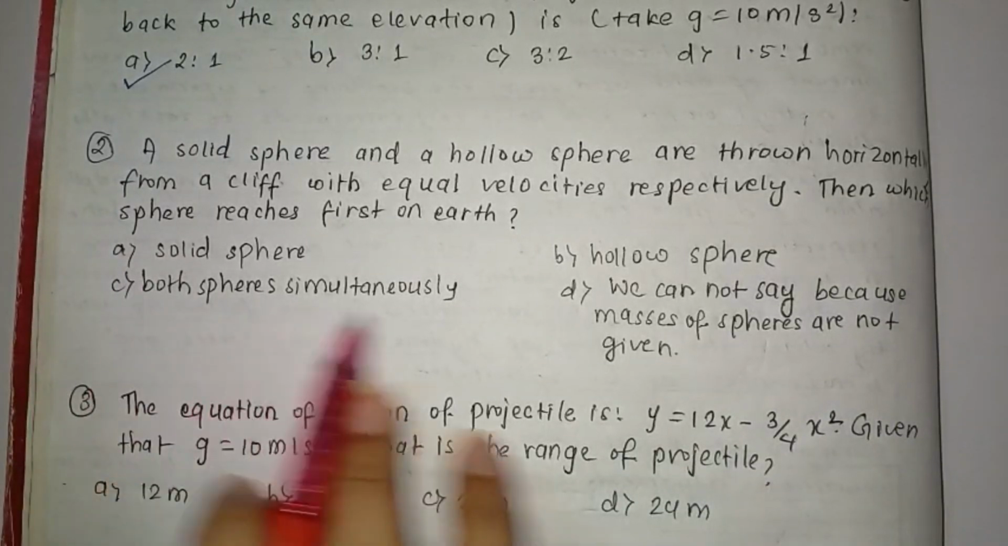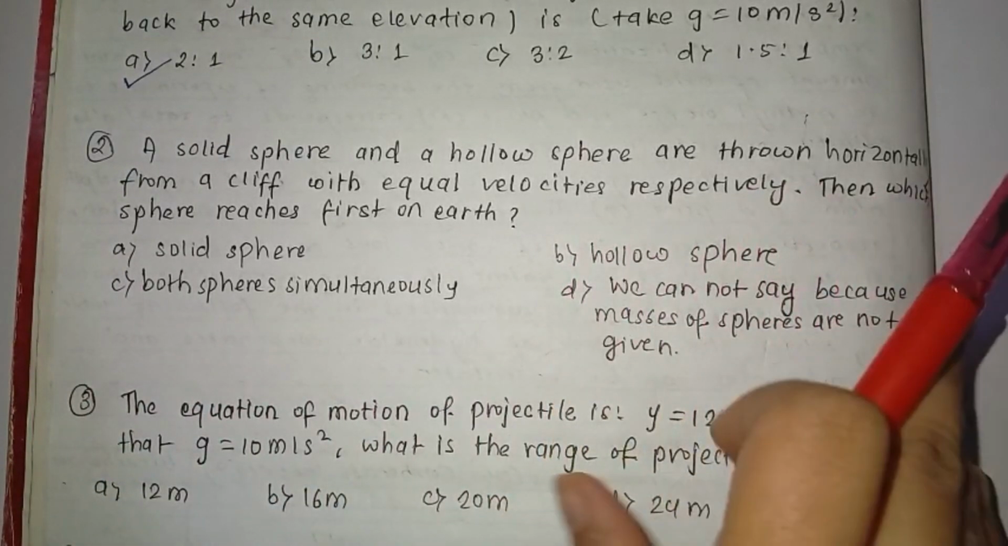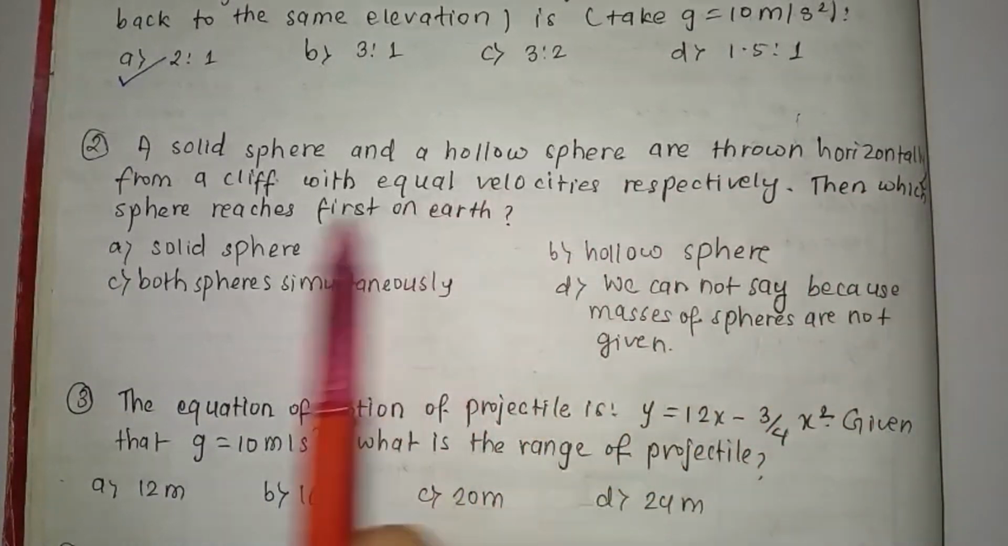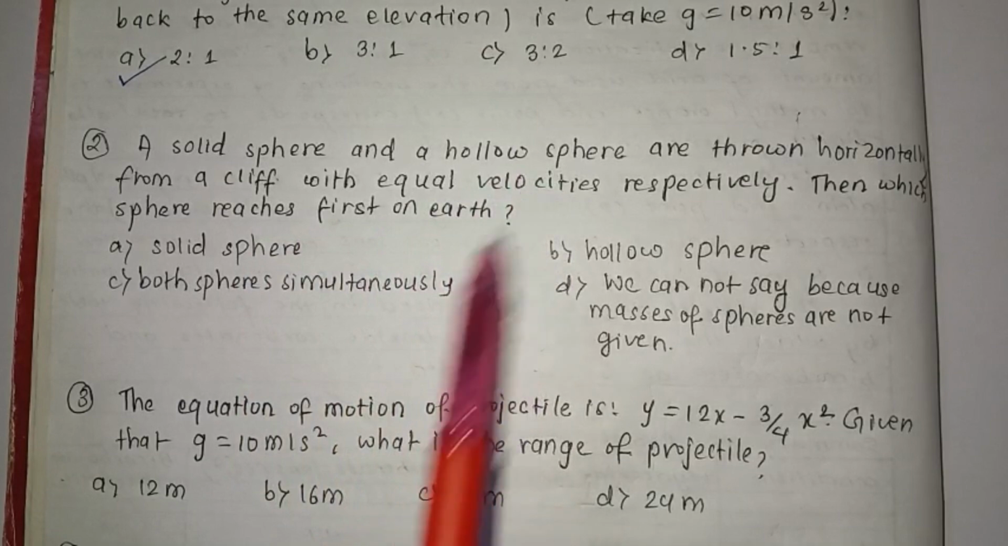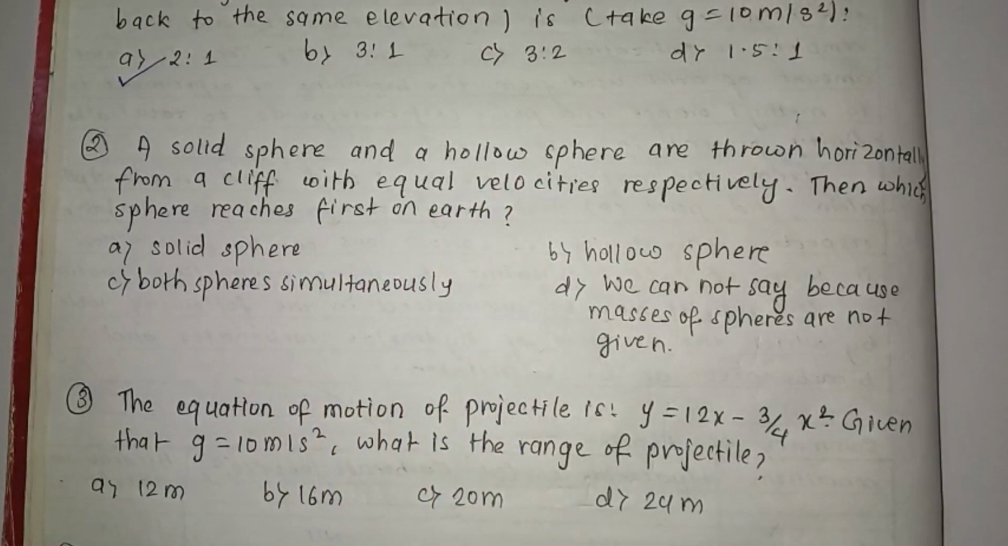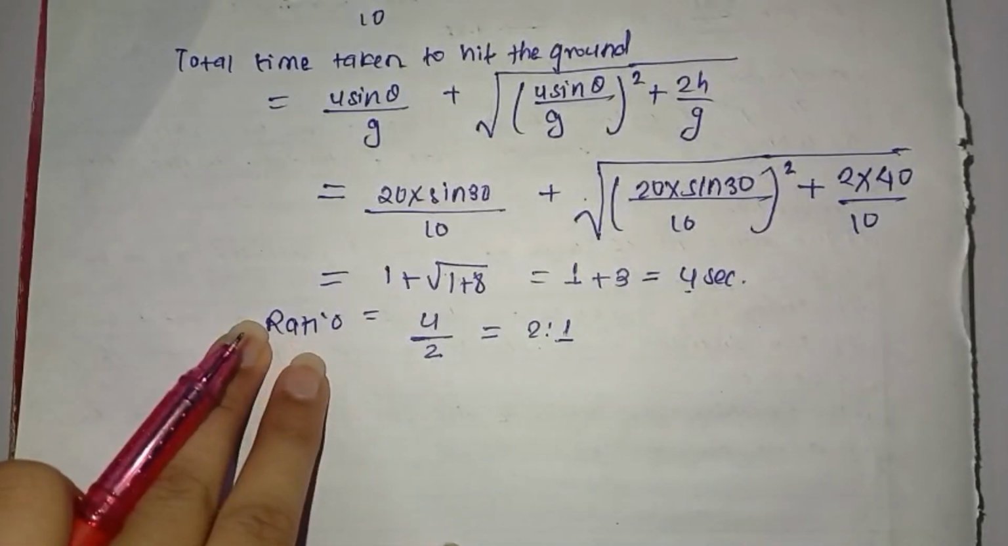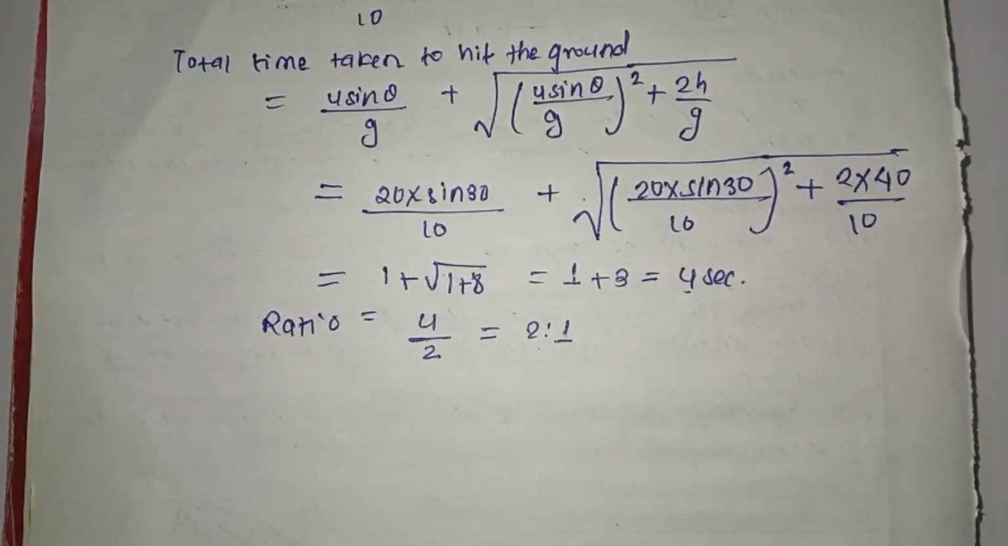A solid sphere and a hollow sphere are thrown horizontally from a cliff with equal velocities respectively. Then which sphere reaches first on the earth? Now we have options. Now for this we have to understand a concept first. When objects are thrown horizontally, the horizontal velocity has no effect on the time taken to fall. The vertical motion is only affected by gravity.